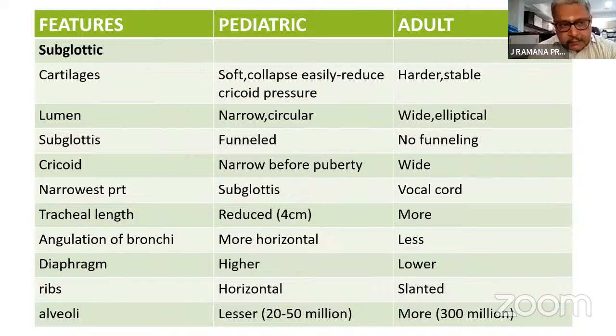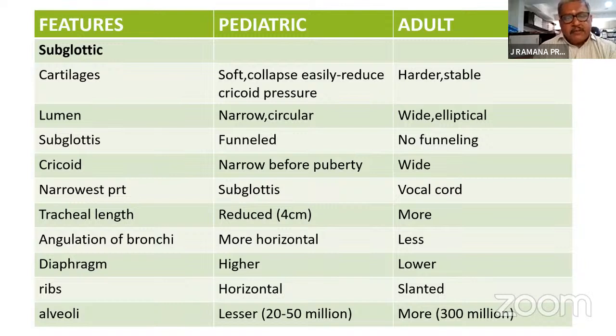Subglottic differences. The cartilages are soft and easily collapsible in the pediatric population, whereas in adults cartilages are harder and stable. The lumen of the glottis is circular and narrow in the pediatric population, whereas in adults it is wide and elliptical. Subglottis is funnel shaped in the pediatric population. Cricoid is narrow before puberty and wide in adults. The narrowest part of the airway in the pediatric population is the subglottis, whereas in adults it is the vocal cords.